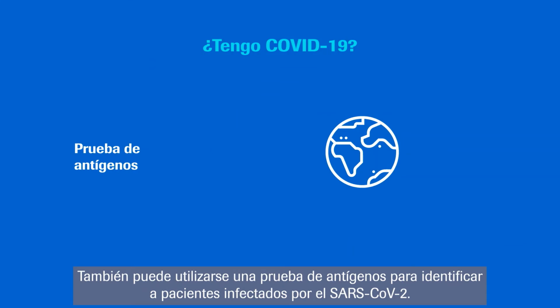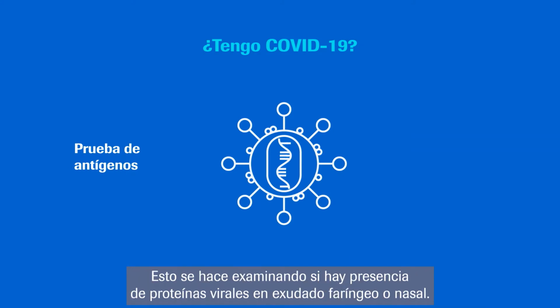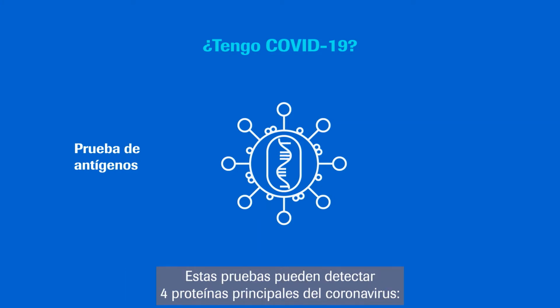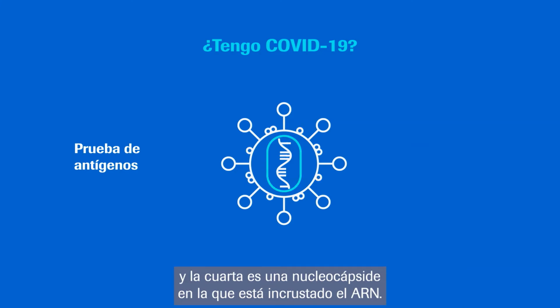An antigen test can also be used to identify patients currently infected with SARS-CoV-2. This is done by examining whether viral proteins are present in the throat or nasal fluid. These tests can detect 4 main coronavirus proteins: the spike protein, which we have already introduced, the membrane protein, an envelope protein, and the 4th is a nucleocapsid in which the RNA is embedded.